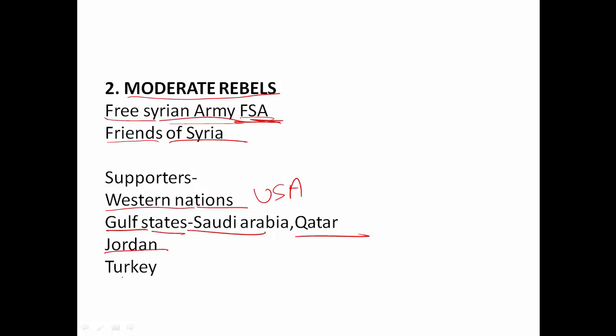Then there is also Jordan and Turkey, the neighbors of Syria. They also support these rebels. Why? Because they want to see Bashar al-Assad go. They are not on good terms with the Assad government. Never have been.